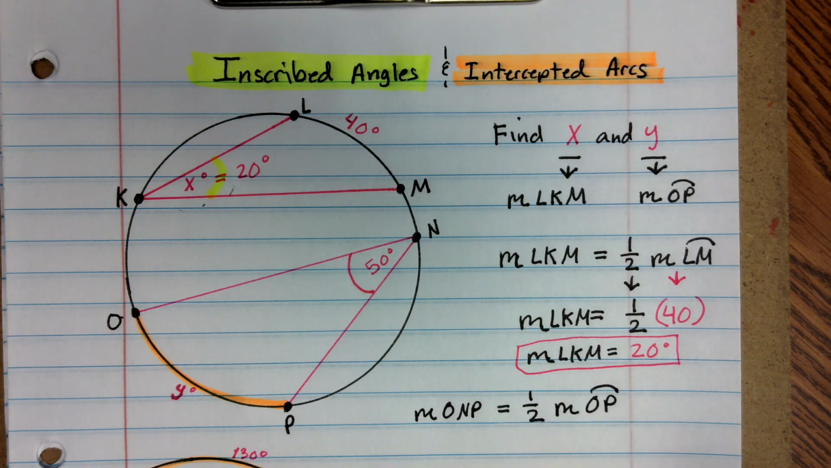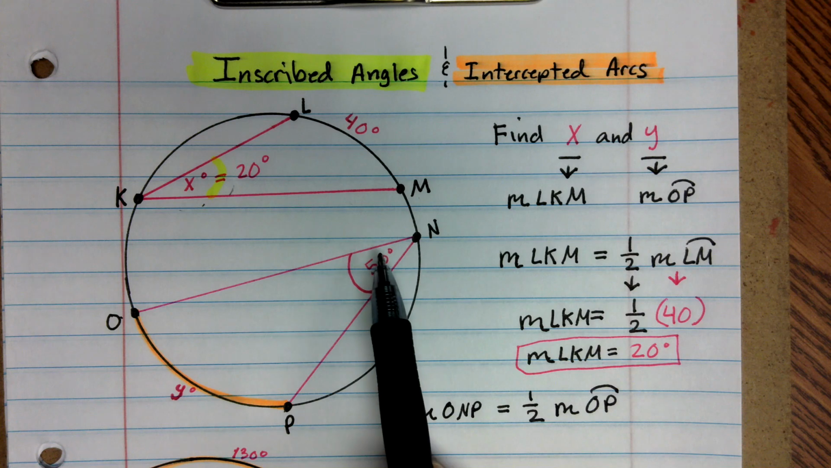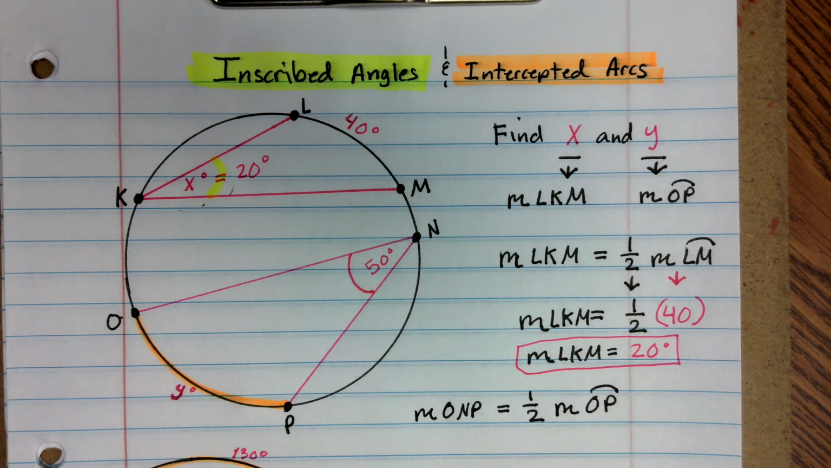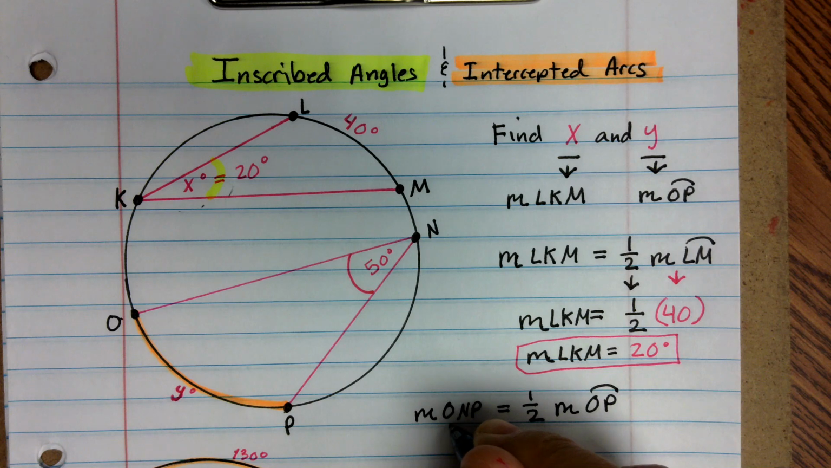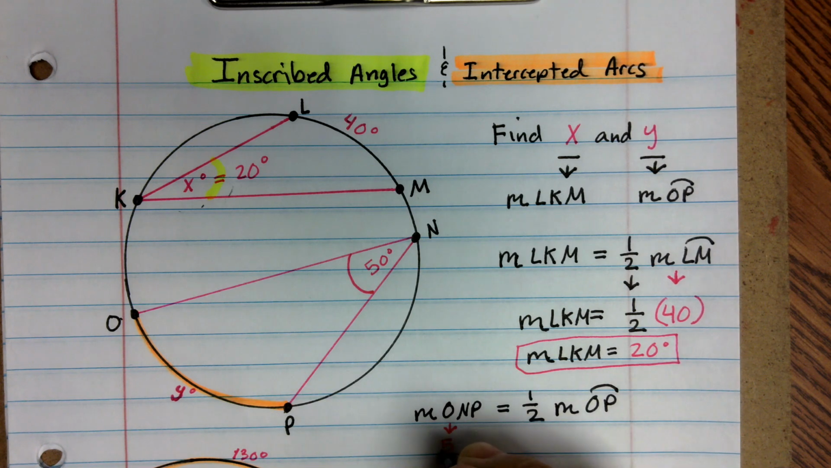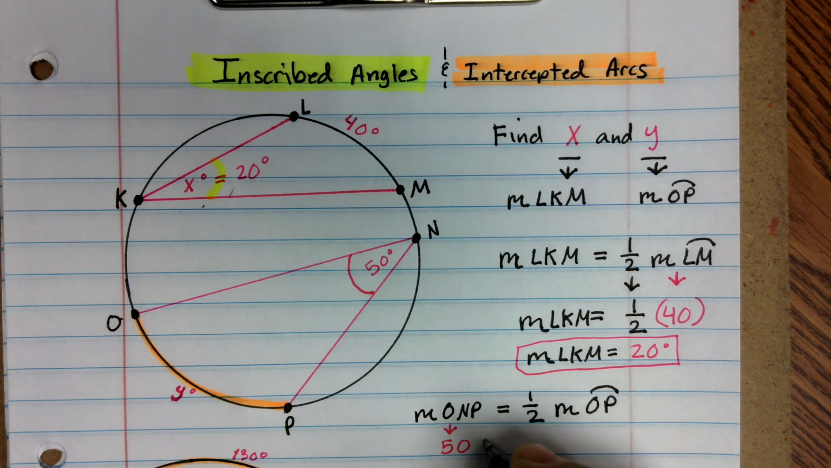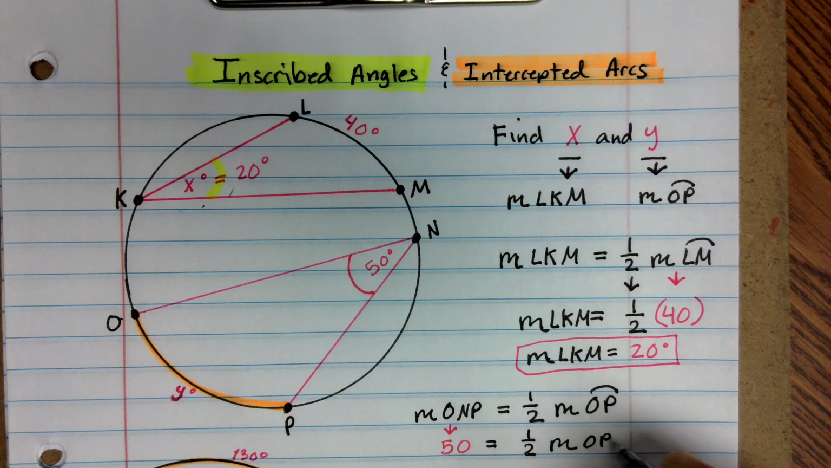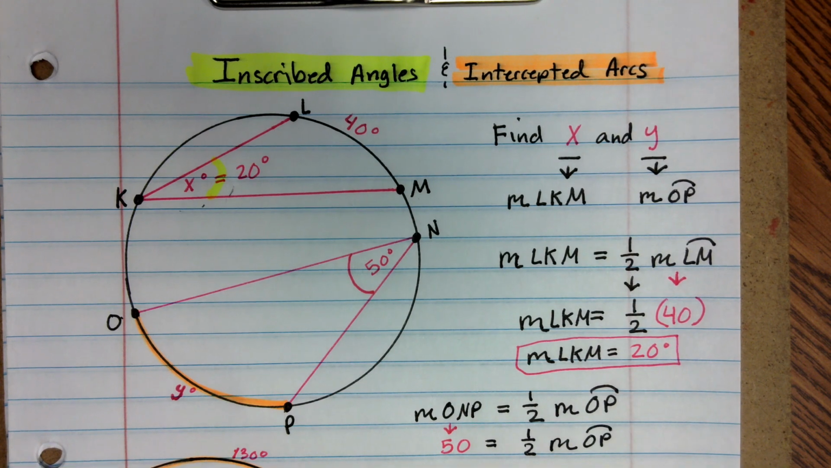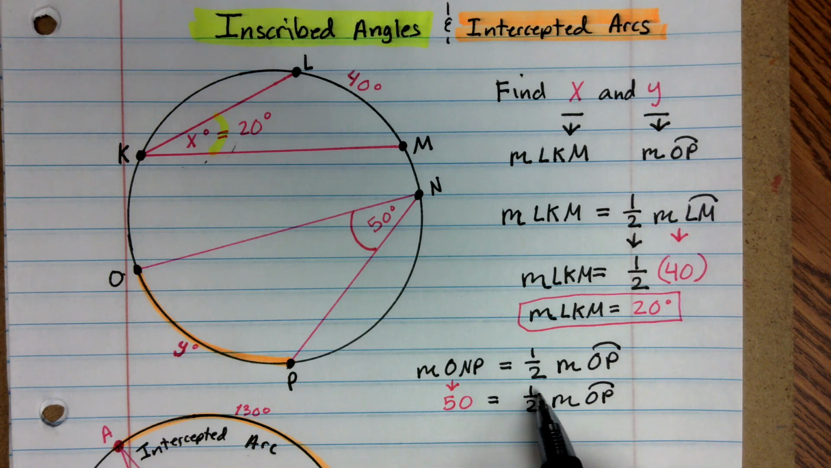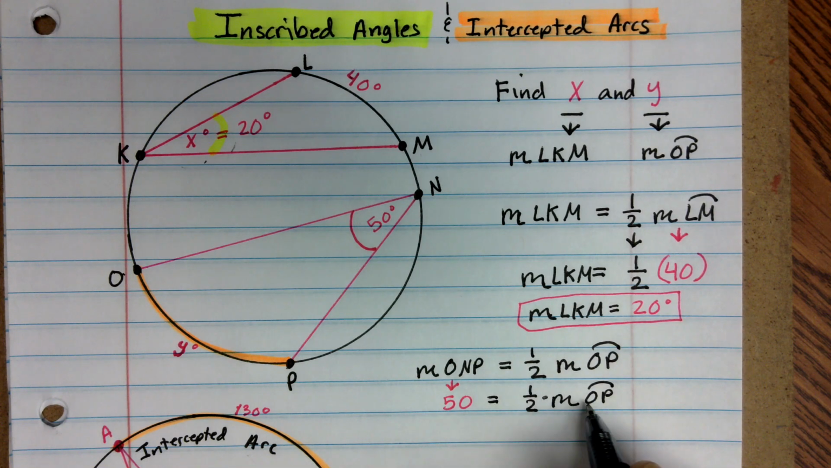So I'm going to substitute the values that I know. Now we don't know what the arc is, right? That's what they want us to find. It's represented by the variable y. But we know the inscribed angle is 50 degrees. So I'm going to go ahead and replace this angle right here with 50 degrees. And this is equal to 1/2 the measure of arc OP. Now what I want to do is get the 1/2 away from the measure of arc OP. So in other words, imagine this is being multiplied to this.